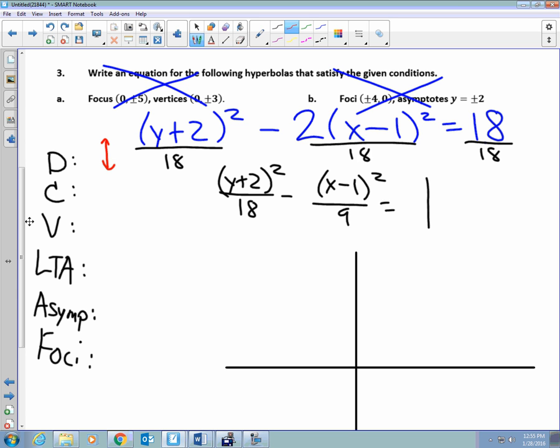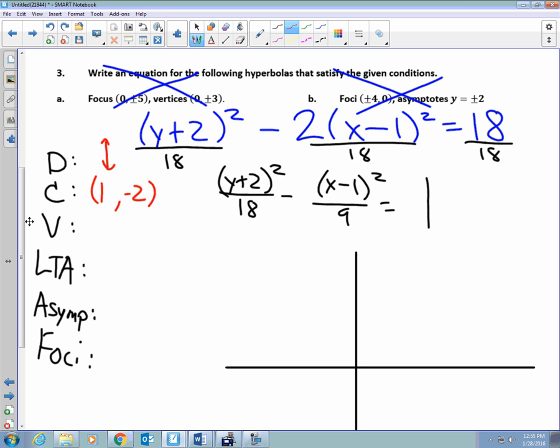Center. Is it 1, negative 2, or is it negative 2, 1? 1, negative 2, because the horizontal shift is 1, the vertical shift is negative 2. Nice job for catching that.